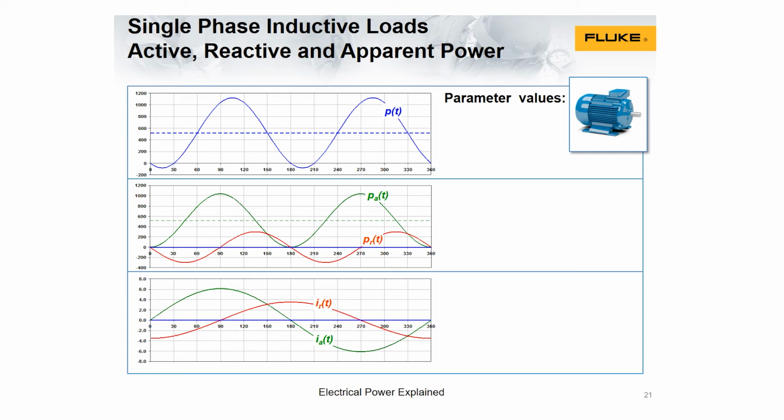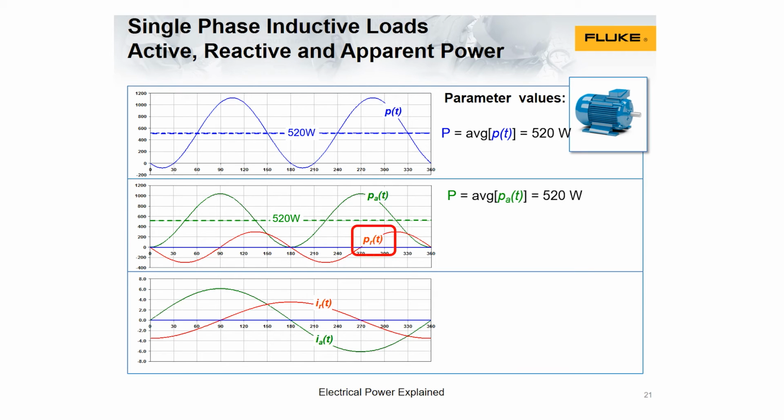Inductive loads: active, reactive, and apparent power. So what are the parameter values for these instantaneous waveforms? Parameters. Most of the time, we're not interested in instantaneous values of power, but rather the average value P, here 520 watt. The average value of active power PAT, the active power into the load, is also 520 watt.